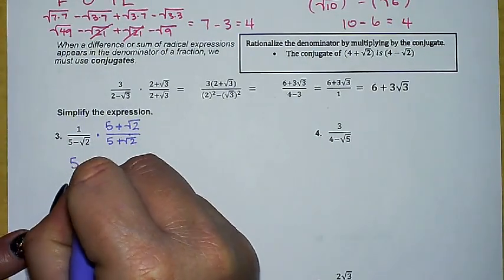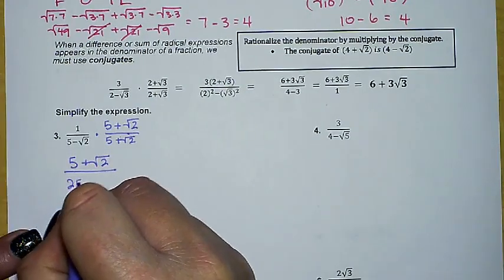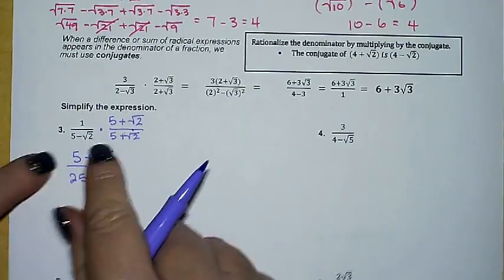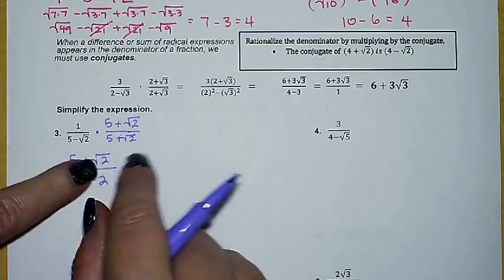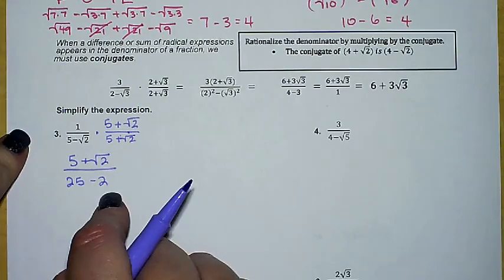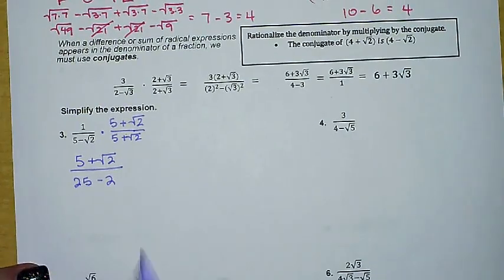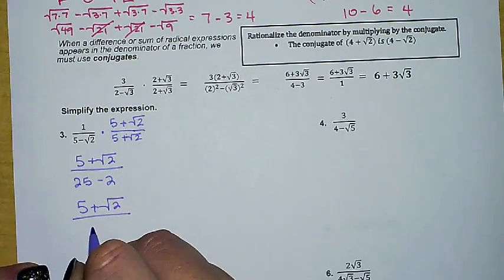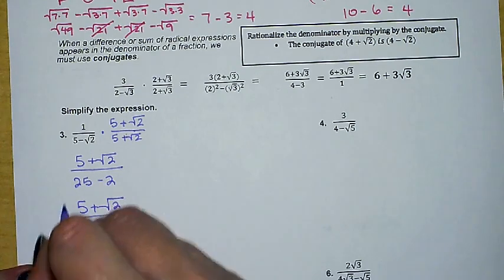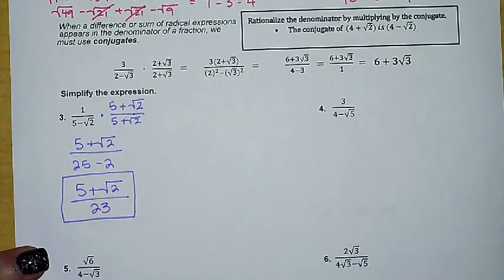And of course, when we're multiplying fractions, we just go across. That gives us 5 plus the square root of 2 over 25 minus 2. What I've done is I've taken that first term and squared it, minus that second term and squared it. I can solve that denominator, sorry, I can't solve the numerator. It's going to stay 5 plus the square root of 2 over 23, and we have rationalized our denominator.